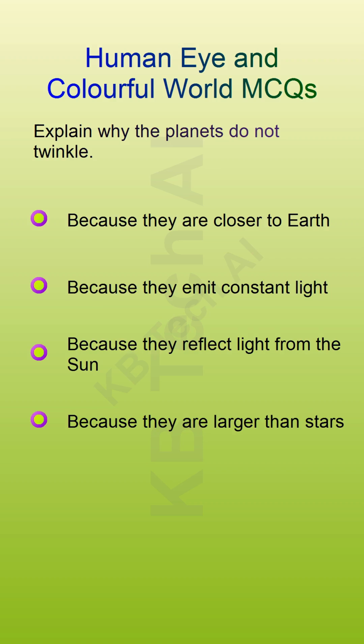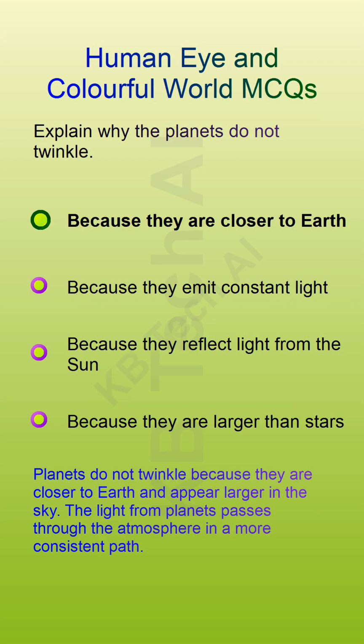Explain why the planets do not twinkle. Option 1, because they are closer to Earth. Option 2, because they emit constant light. Option 3, because they reflect light from the Sun. Option 4, because they are larger than stars. The answer is Option 1, because they are closer to Earth.